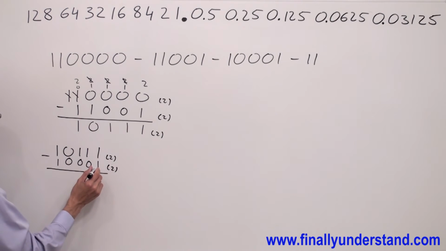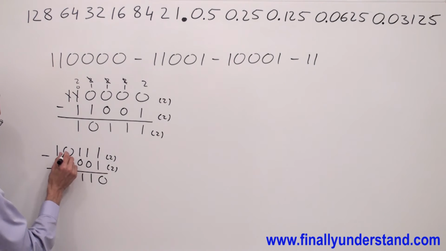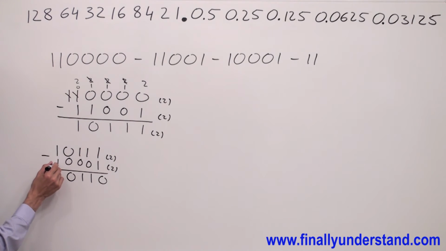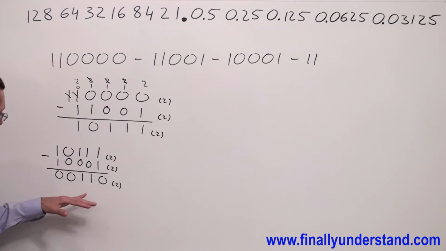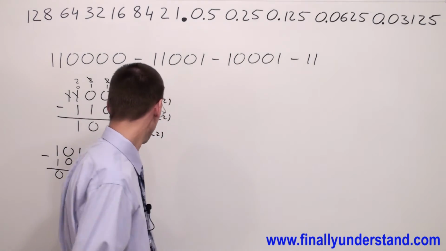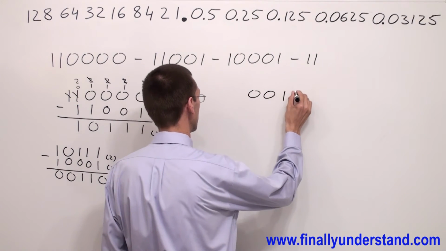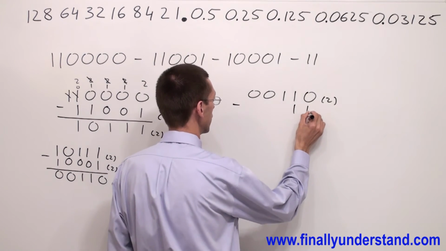1 minus 1 is equal to 0. 1 minus 0 is equal to 1. 1 minus 0 is equal to 1. 0 minus 0 gives me 0. And I have 1 minus 1 gives me 0. This is base 2. Next, we're supposed to subtract from this number this one. I have 0, 0, 1, 1, 0, base 2, minus 1, 1, base 2.